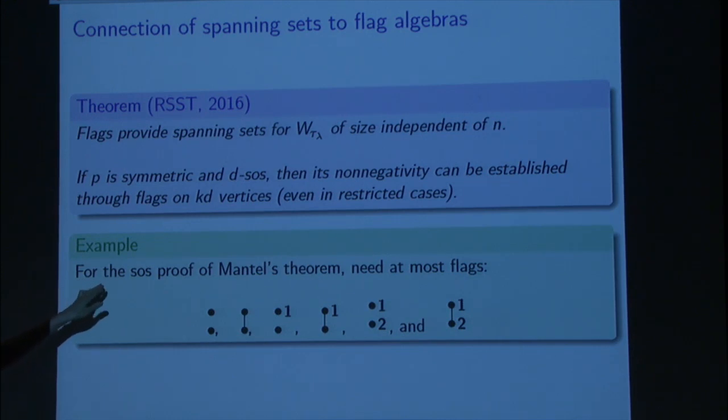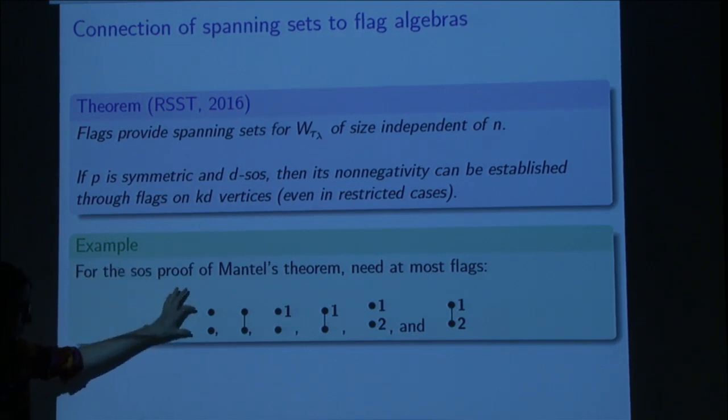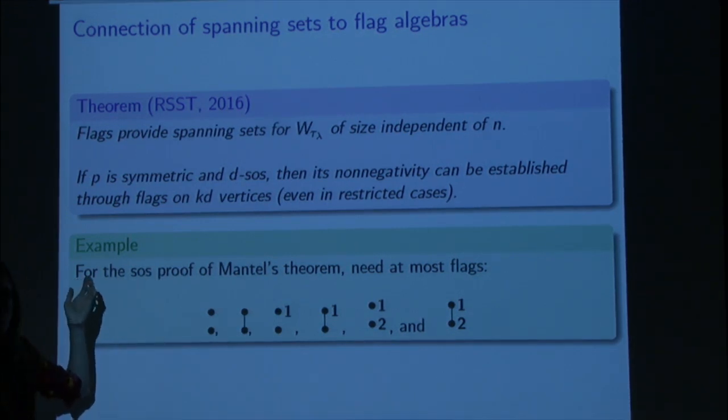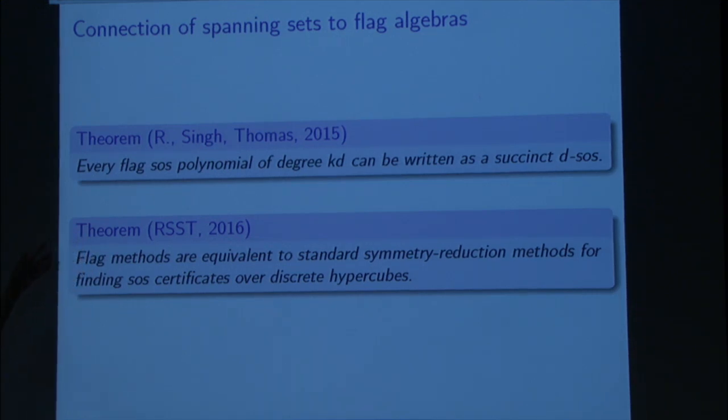So for the proof of Mantel's theorem, what this is saying is that, well, the degree that I needed was 1 in our proof. So that means that since k is 2 here, because we're on the edge case, not hypergraph, then I need at most 2 vertices, and these are all the flags on 2 vertices. That's all I could potentially need. And so the year before, we had shown that every flag sum of squares polynomial of degree kd can be written as a succinct DSOS. So that means that really flag methods are equivalent to standard symmetry reduction methods for finding sums of squares certificates over discrete hypercubes.